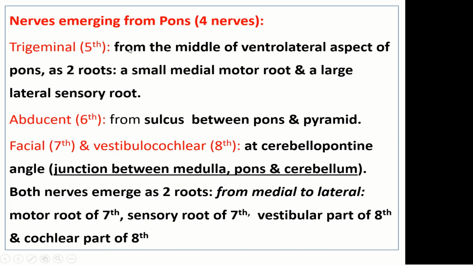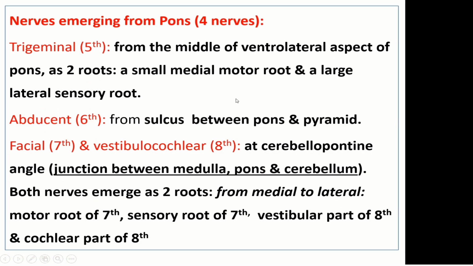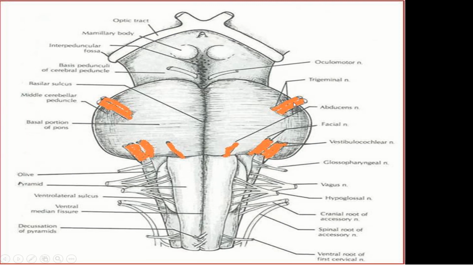So what are the nerves emerging from the pons? Four nerves you can identify here: 1, 2, 3, 4. So one is the trigeminal nerve, which emerges from the middle of the ventrolateral aspect of the pons. There are two roots, a small medial motor root and a large lateral sensory root. You can see here, this is the motor root and the sensory root. Actually, this is the landmark which separates the axial pons from the middle cerebellar peduncle. The one lateral to this is the middle cerebellar peduncle. The one medial to this is the axial pons.